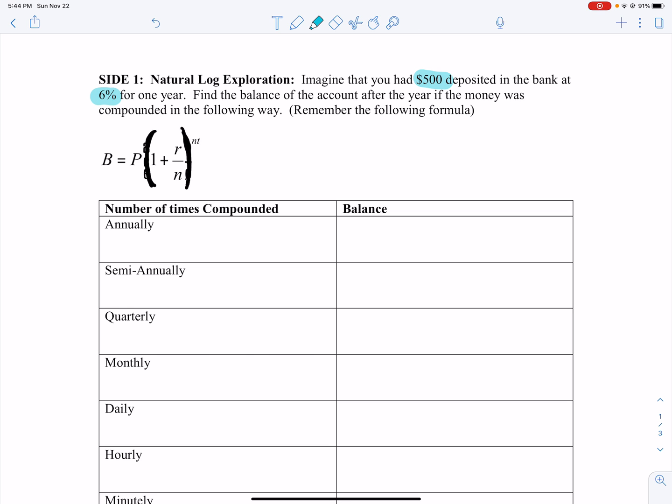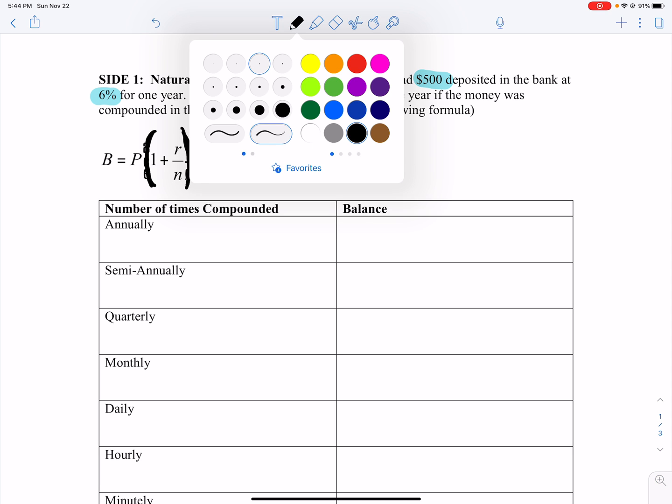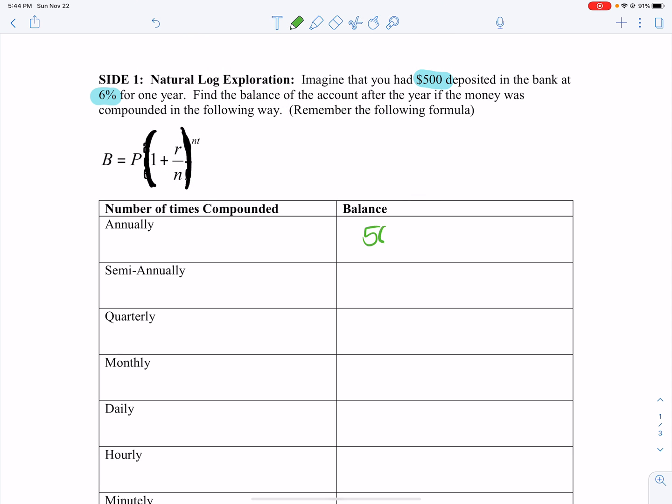So I would like you to pause and do this. If you need to watch me do the first one, that's fine. But if it's annually, then I'm just taking this and saying, okay, 500 times 1.06. I'm just doing it one time for 1 year. So I'm just going to do 500 times 1.06 and I get 530.